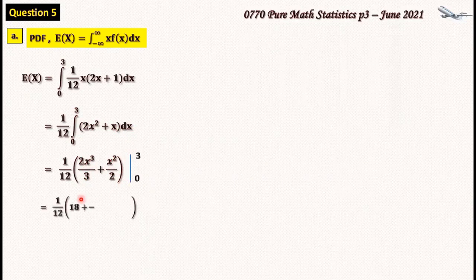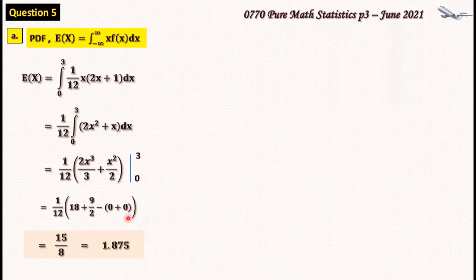Putting in these limits of integration, we'll have 18 plus 9 on 2 minus 0 plus 0, so upper limit minus lower limit. And this will give us 1.875. So this is the mean or the expectation. We have given our answer to 3 decimal places as required.